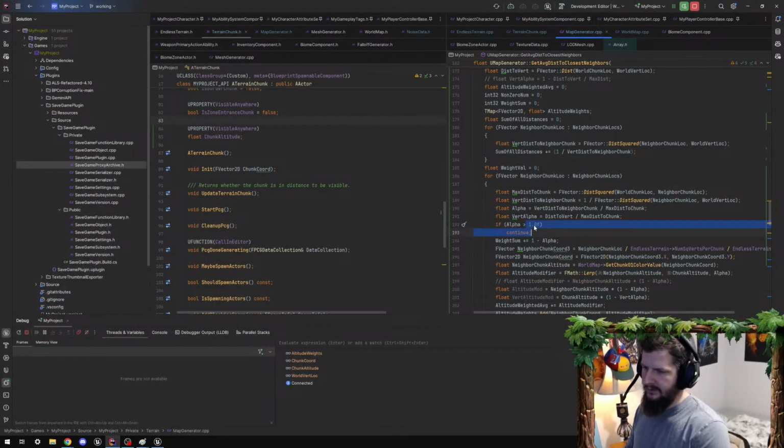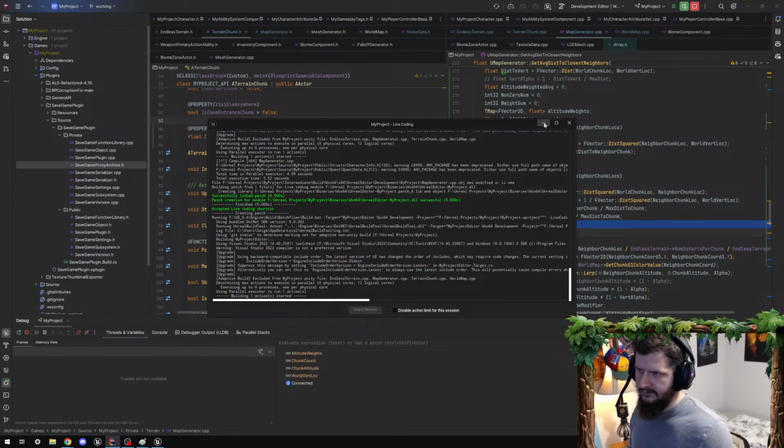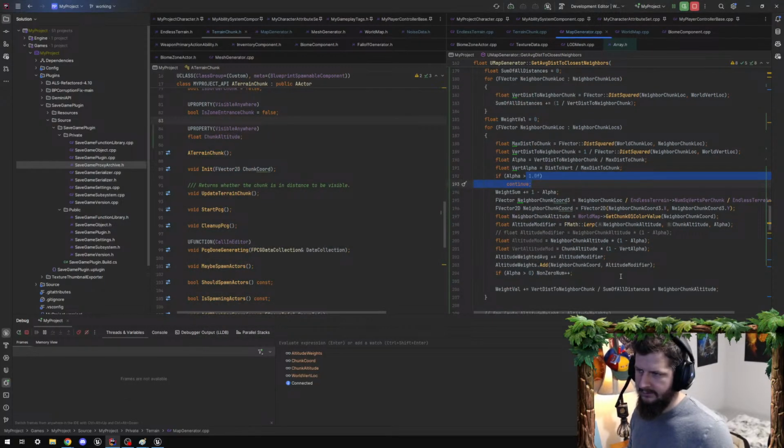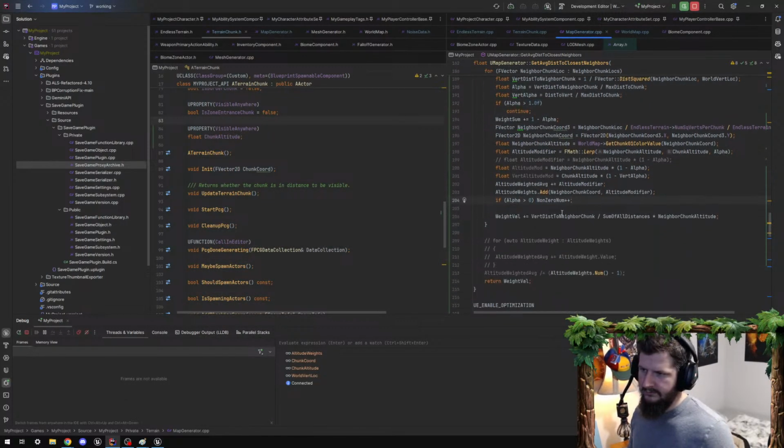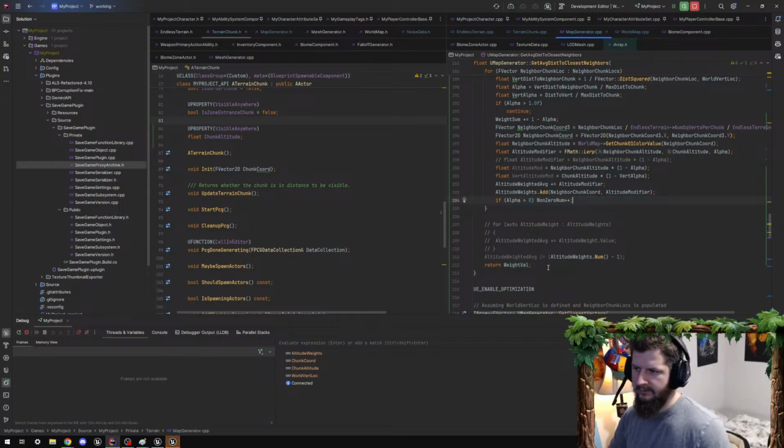Can I just do that by doing the alpha greater than 1? I forget. What the hell is happening here? Oh, and I was doing that, so let's get rid of that and go back to what I was doing.